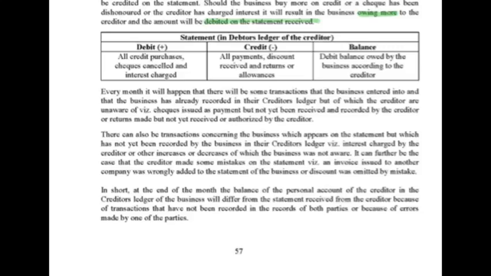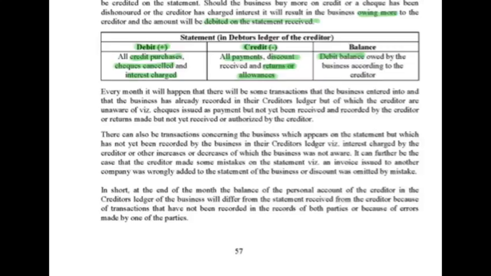So you can see here the debit side shows increases, so that's when we purchased more from them, or when checks are cancelled, or when interest is charged. They will then go and decrease our account for all payments, all discounts, or any returns or allowances from their side. And then their balance would actually be a debit balance in their books, which means that we owe them. In other words, the business owes the creditor.